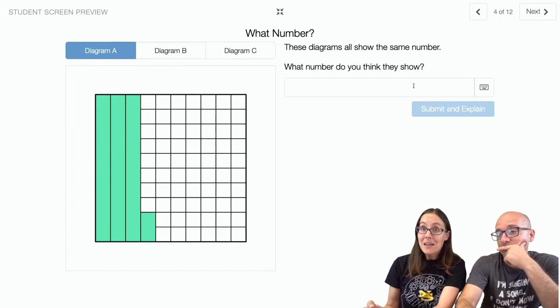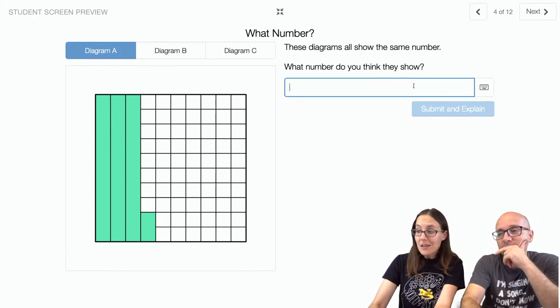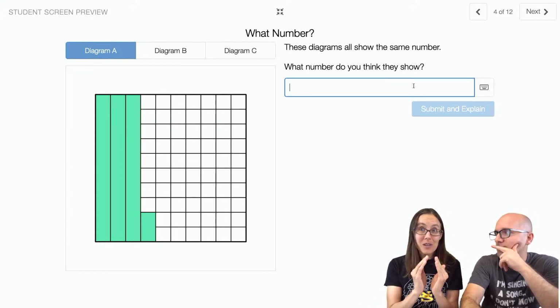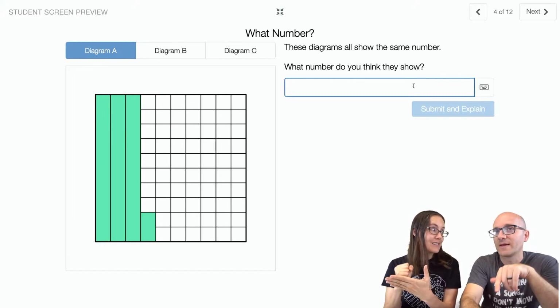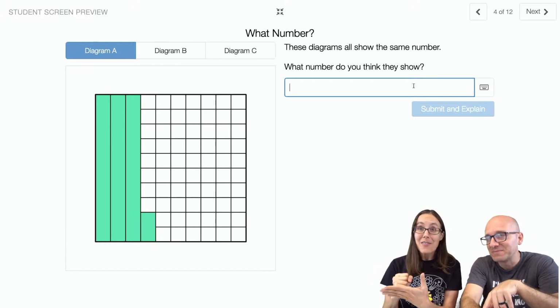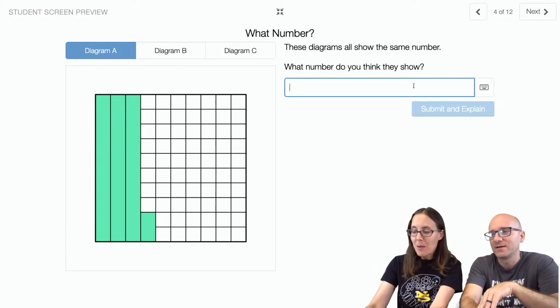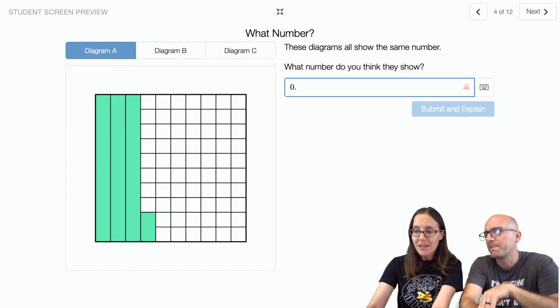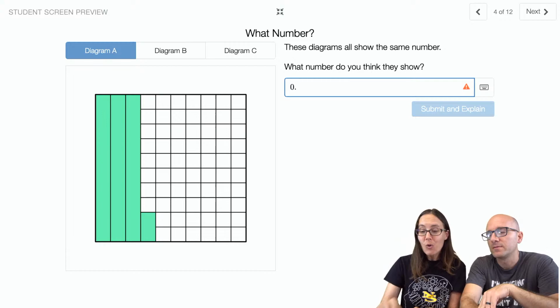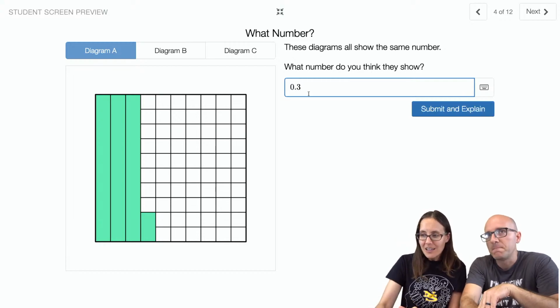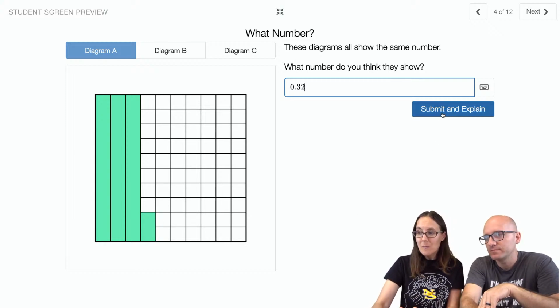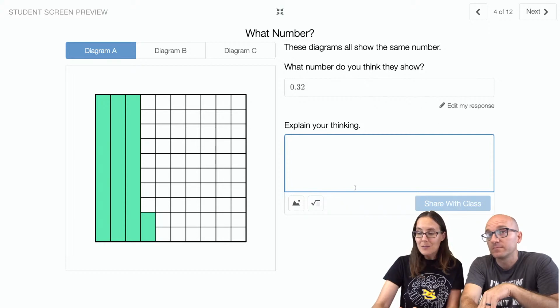Well, the first thing I thought of was our example right at the beginning where we said that the ones place and then a decimal, then we go in reverse. So then we have the tens and the tenths and the hundredths. So I'm going to have 0 because this is less than 1, 0 point, and I have 3 full columns. Those are my tenths. And then I need to count, okay, how many squares do I have right here and right here? I have 2 of them. So 0.32, and then I could submit it and I can explain my thinking.